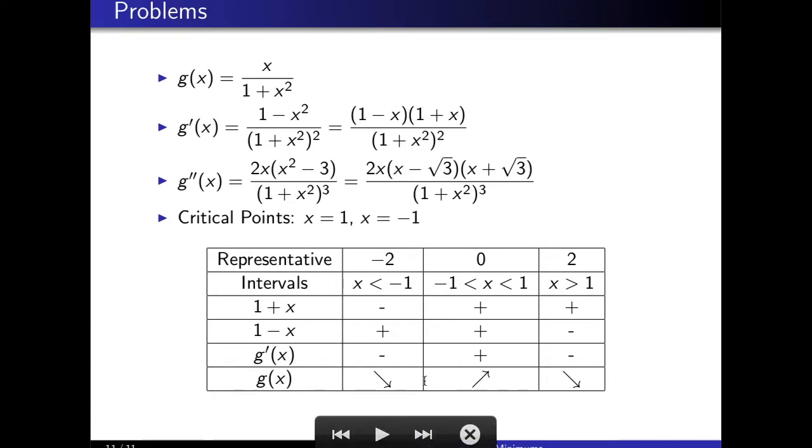So we could also categorize our critical points based on our first derivative test. And as before, we see that we'll get a local minimum at -1 and we get a local maximum at +1.